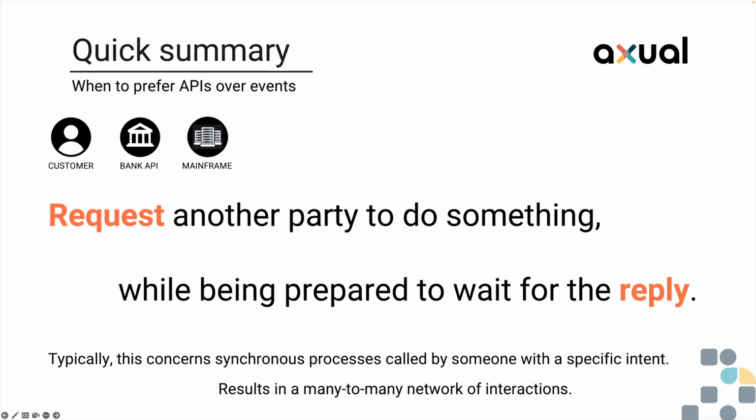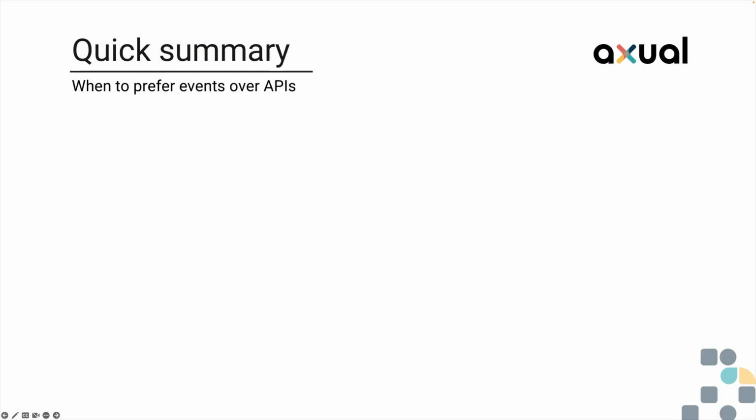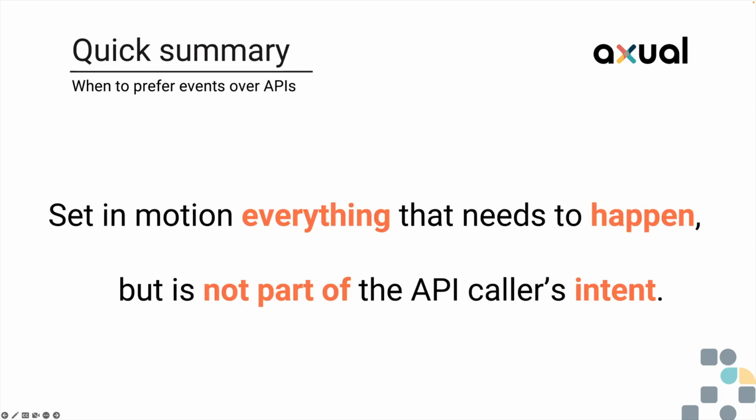And this results in a many-to-many network of interactions, because you can have many clients, you can have many APIs served out by many different applications. So in practice, this is usually resulting in a pattern of many-to-many interactions. So when to prefer events over APIs? Basically to set in motion everything that needs to happen which was not part of the original API's intent.